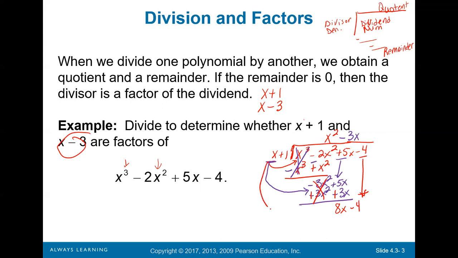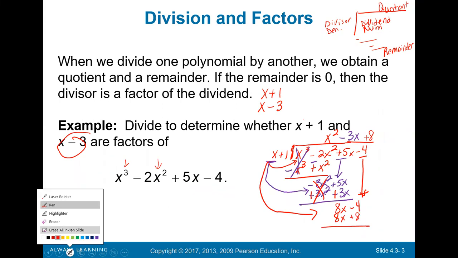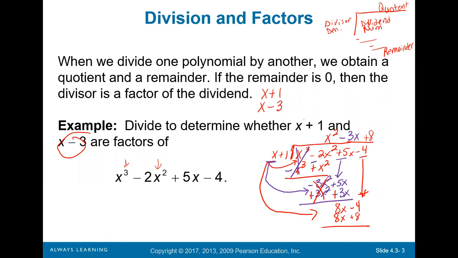Now I say, okay, x times what gets me 8x? Well, I know a positive 8. Positive 8 times x is 8x. 8 times 1 is positive 8. Now find the difference. So I'm going to change the signs, negative here and negative here. This goes to 0. Negative 4 minus 8 is a negative 12.